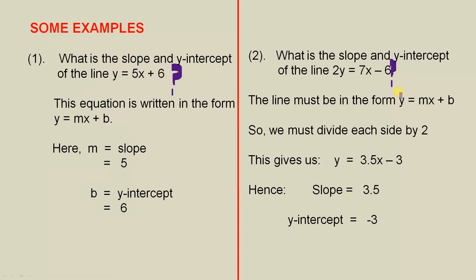Number 2: what is the slope and y-intercept of the line 2y equals 7x plus 6? The line must be written in the form y equals mx plus b. Here, that should be a 1, so in order to make that a 1, we divide each side by 2. So you divide each of these terms by 2. This gives us y equals 3.5x plus 3. Hence, the slope is 3.5, and the y-intercept is 3.